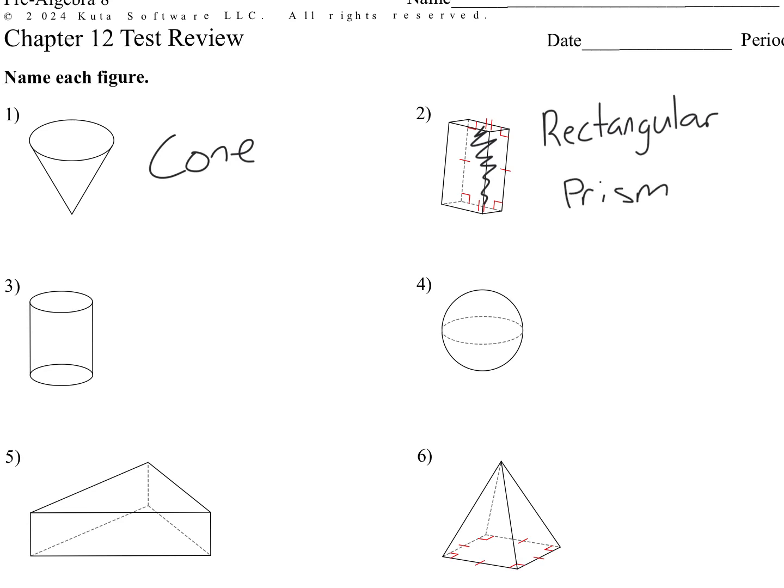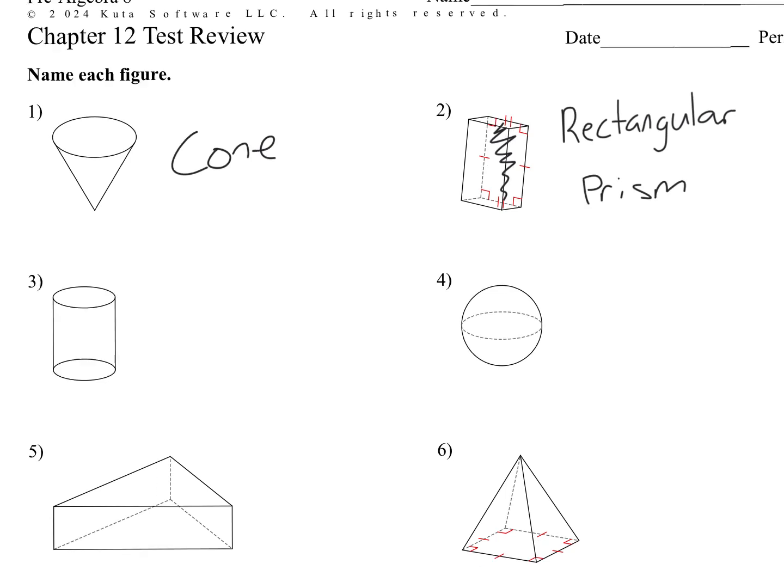What's the difference between a prism and a pyramid? Prisms have different sides and shapes. Pyramids have different sides and lengths. What's the one main difference? Pyramids have a point. Pyramids go to a point, okay? Prisms are kind of like a box shape. Okay, what about number 3?